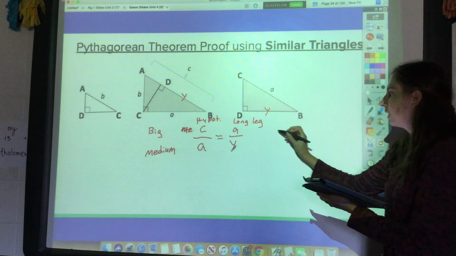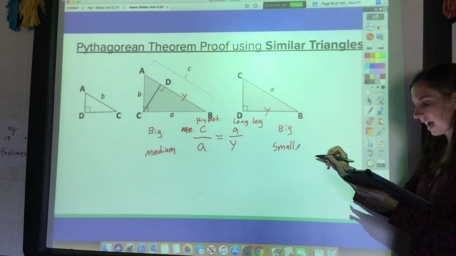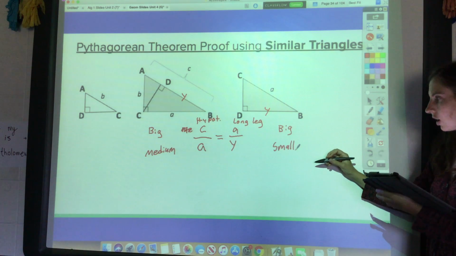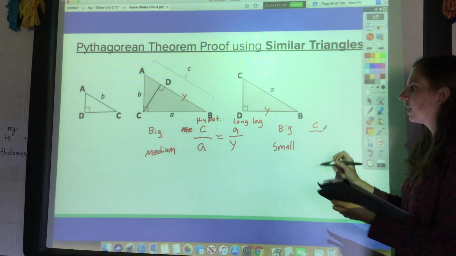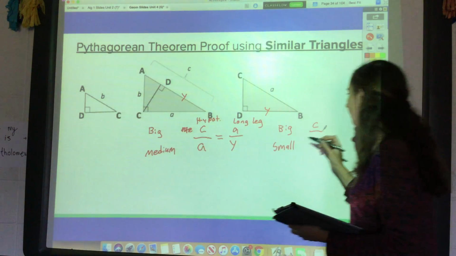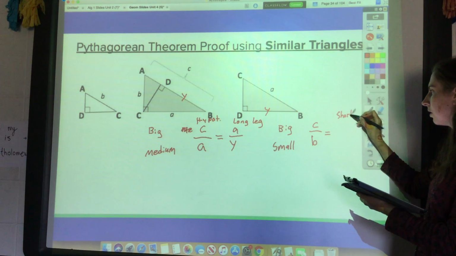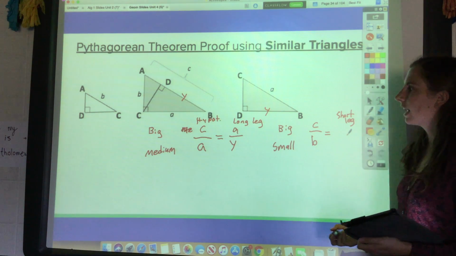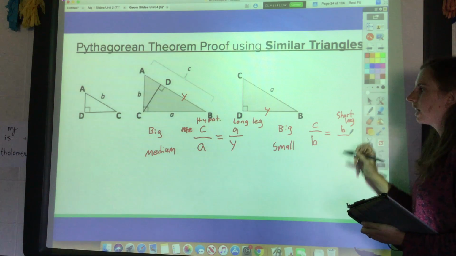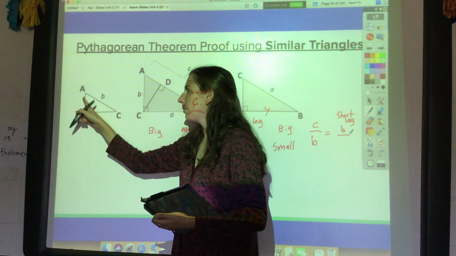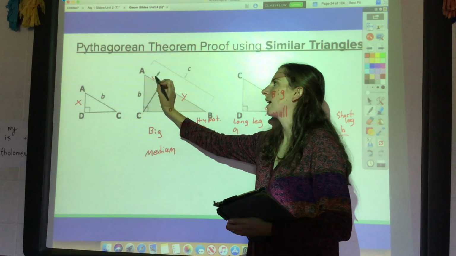Let's do one more using the big and the small triangle. Again, we'll look at the hypotenuse. So the hypotenuse of the big one was C. The hypotenuse of the small one is B. This time let's look at the short leg. So the short leg on this big triangle was B. The short leg on the small triangle, again, doesn't have a name yet. I'm just going to call it X. Basically, I'm relabeling this as X and Y.